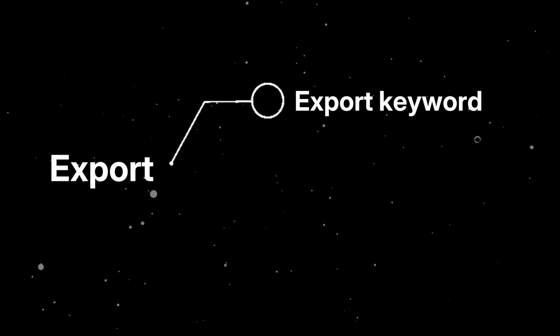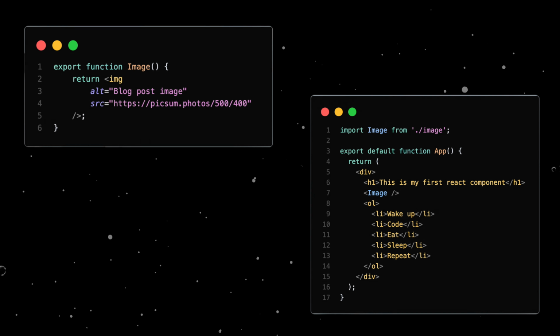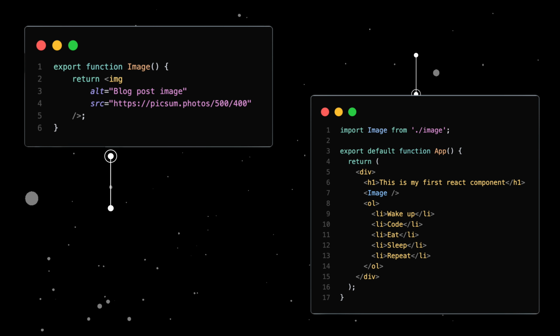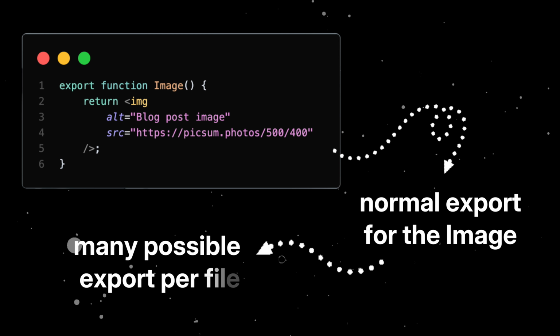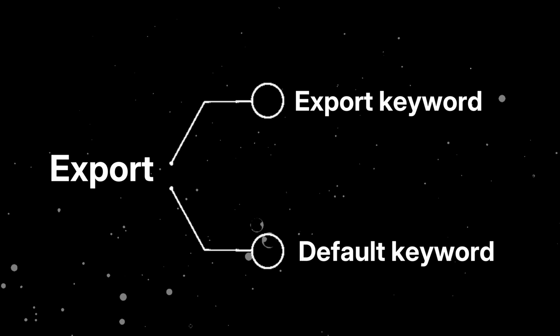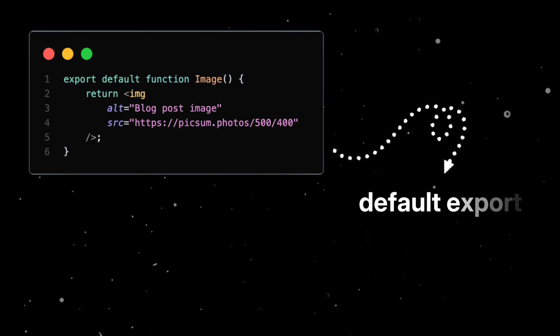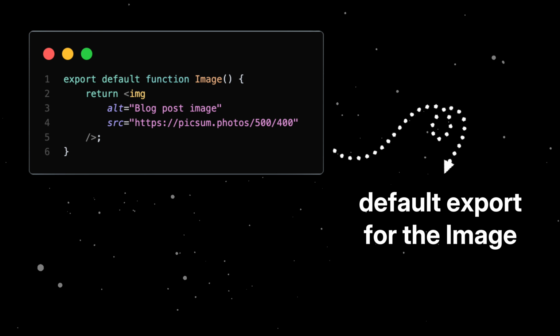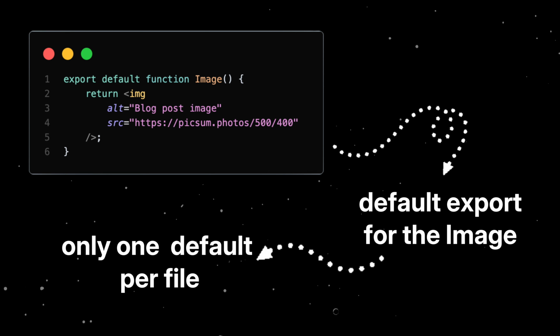We can add the export keyword next to it and then import it in app.tsx like this. This approach is called normal exporting. A file can have many normal exports. We can also add the default keyword before the function name when exporting it to indicate that this component is a default export for the image.tsx file. As the name implies, a file can only have a single default export.